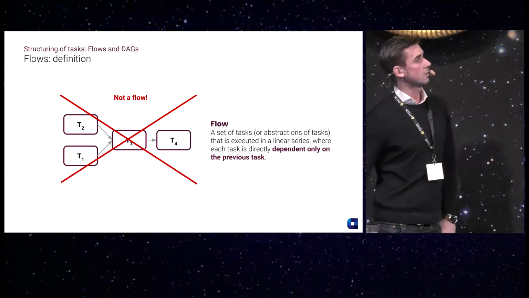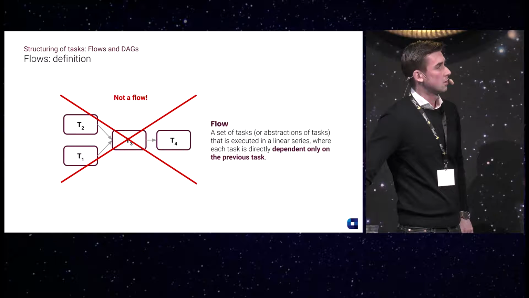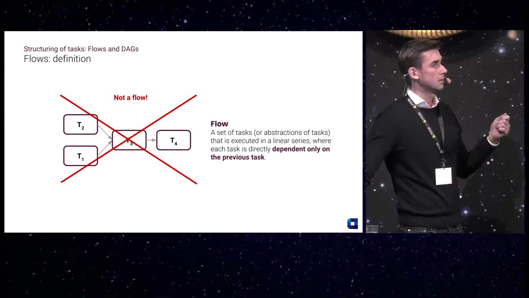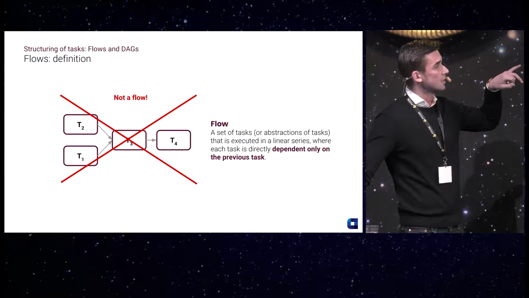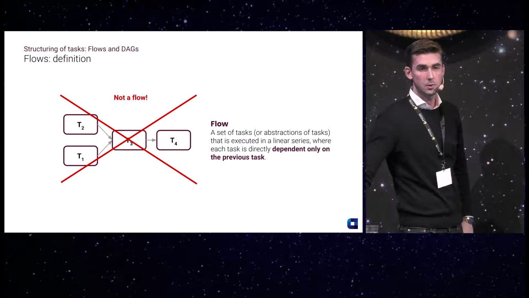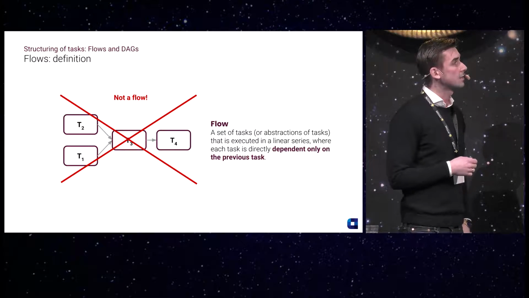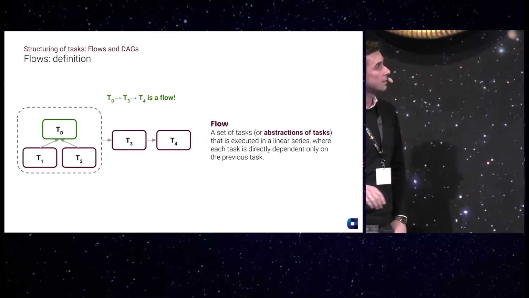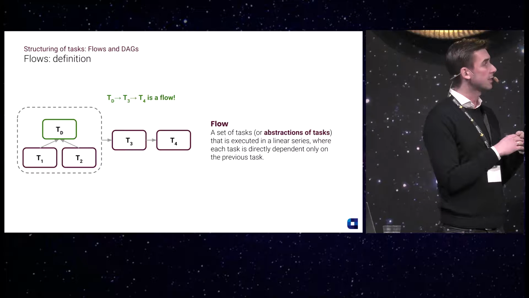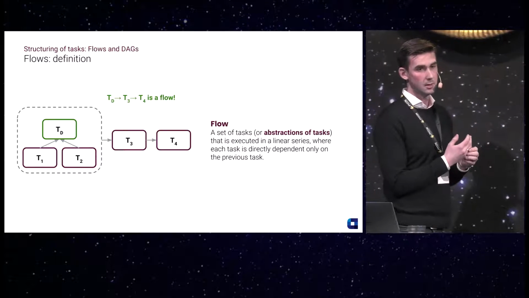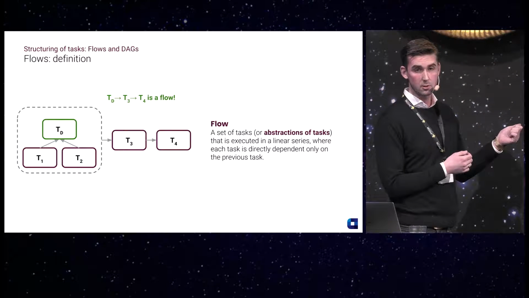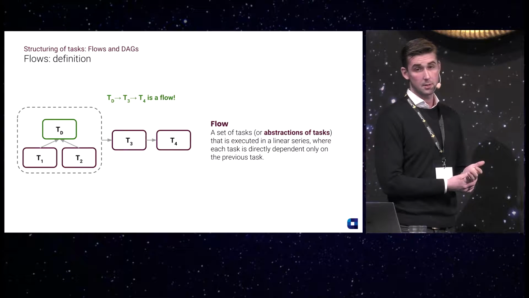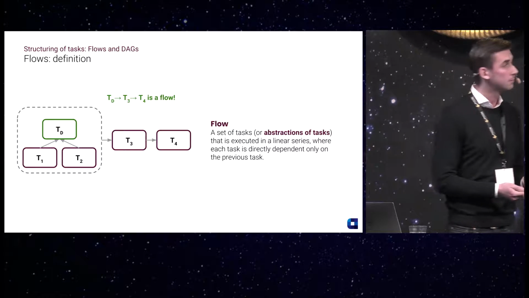However, this is not a flow because of the highlighted definition. Each task should be dependent only on the previous task. So in this example, T3 is dependent on 2 different tasks. And hence, this is not a flow. But you can create another abstraction where you encapsulate T1 and T2 into this TD, let's call it. And then TD, T3, T4 can be considered a flow.